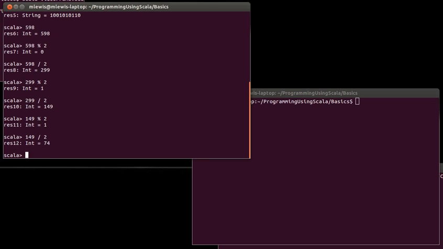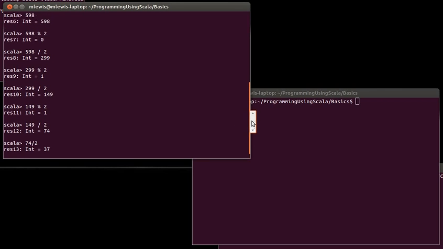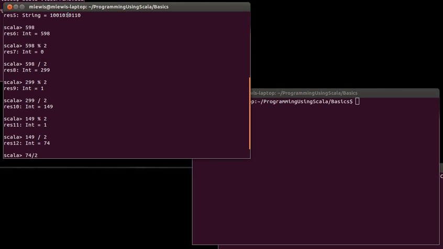149 divided by 2 is 74, which is even, so we would get a 0 there. 74 divided by 2 is 37. The 37 is odd, so that gives us the next 1. And you can repeat this until you get to the value 1, and then you just write that down. And that gives you your answer. So that is one way of converting from a decimal number into binary.